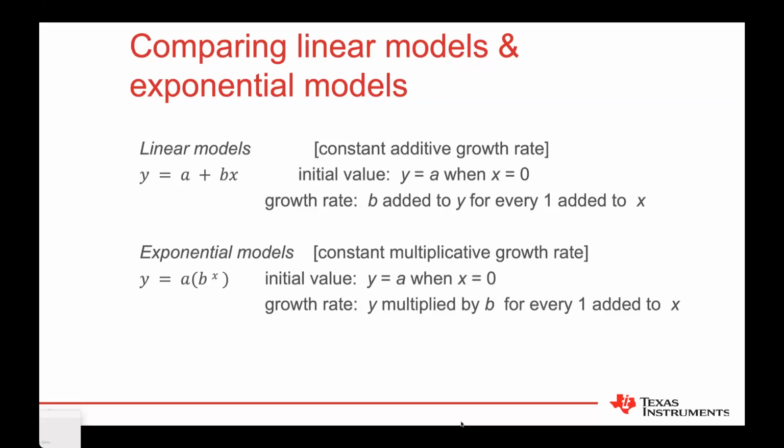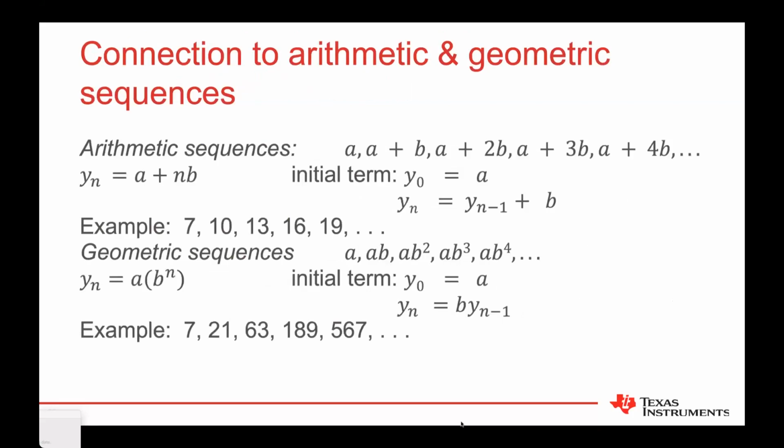Notice that when x is 0, the initial value is again a, but now the growth rate is a relative growth rate or a multiplicative growth rate, and that's controlled by that parameter b. So now for every increase of 1 unit in x, the y value will be multiplied by b. So it's really a comparison between an absolute growth rate in the linear model and a relative growth rate in the exponential model.